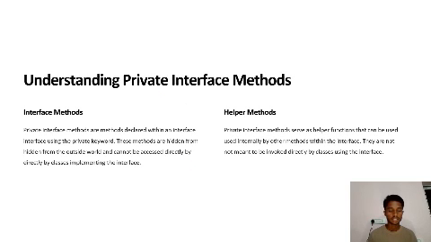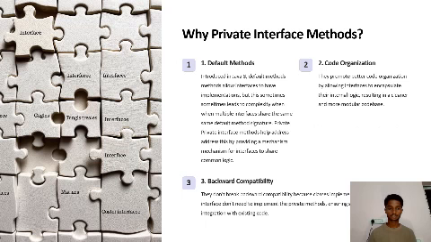Understanding private interface method. Private interface methods are methods declared within an interface using the private keyword. These methods are hidden from the outside world and cannot be accessed directly by classes implementing the interface. Helper methods: private interface methods serve as helper functions that can be used internally by other methods within the interface. They are not meant to be invoked directly by classes using the interface.